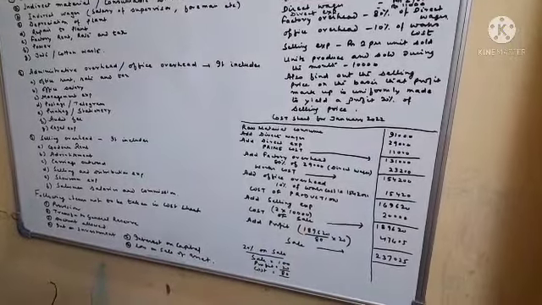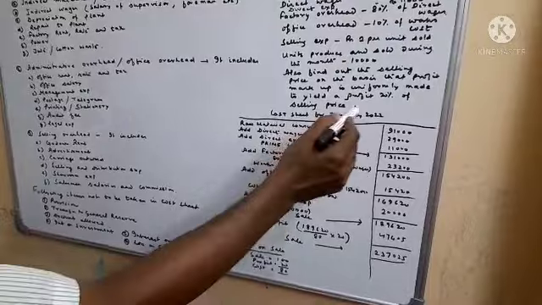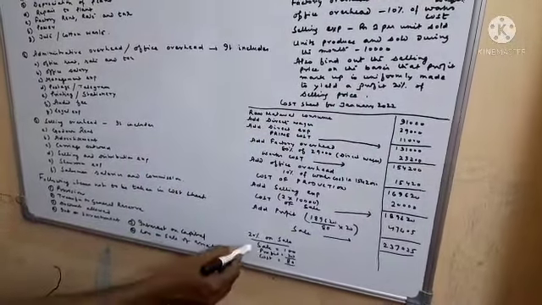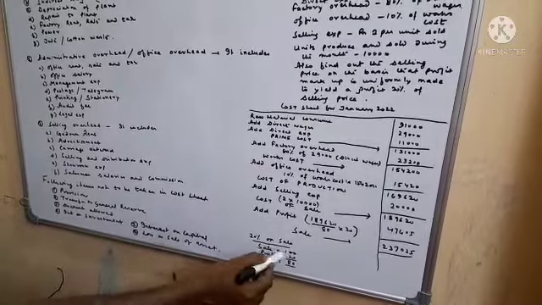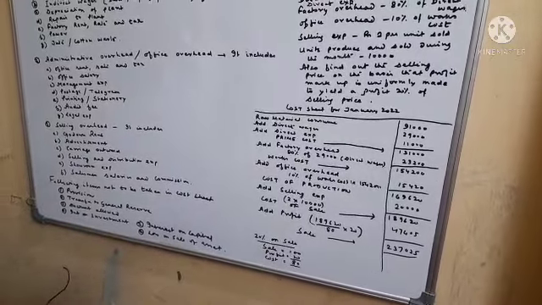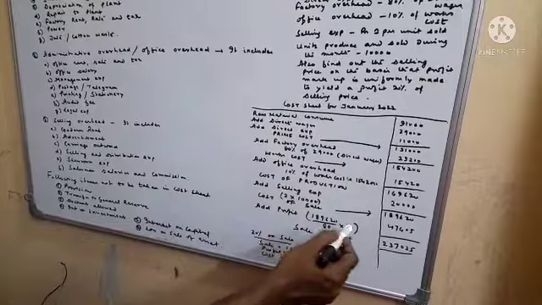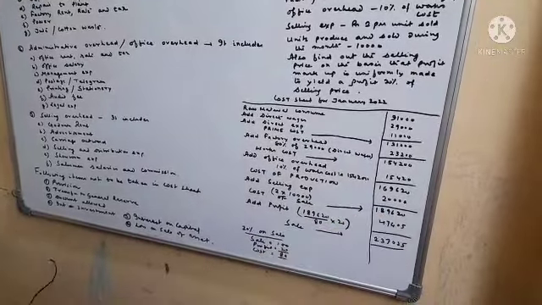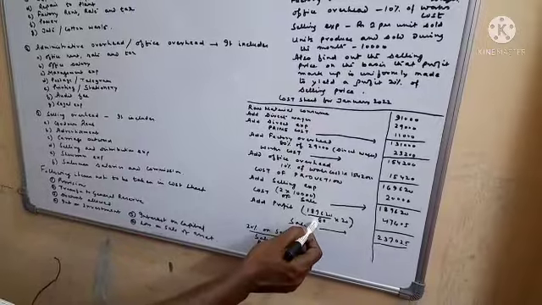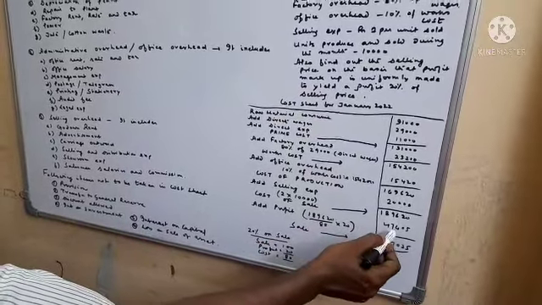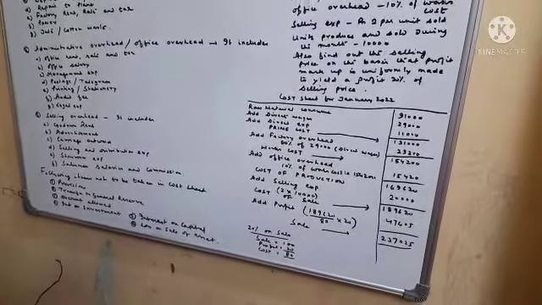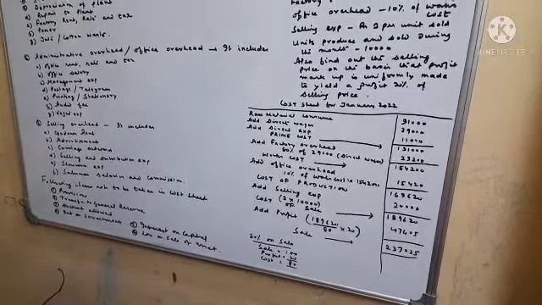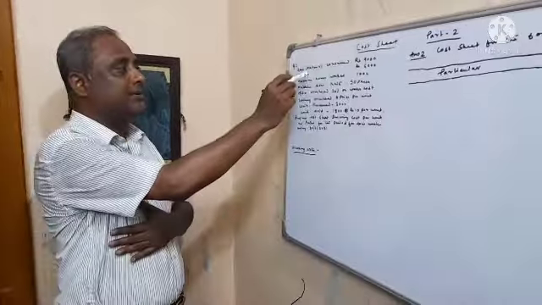1,89,620. Add profit. What are they telling about profit? 20% on selling price. 20% on sale means sale equals 100, profit equals 20, cost will be how much? 80. So profit will be how much? 1,89,620 divided by 80 into 20. Result will be 47,405. So sale will be how much? 2,37,025.